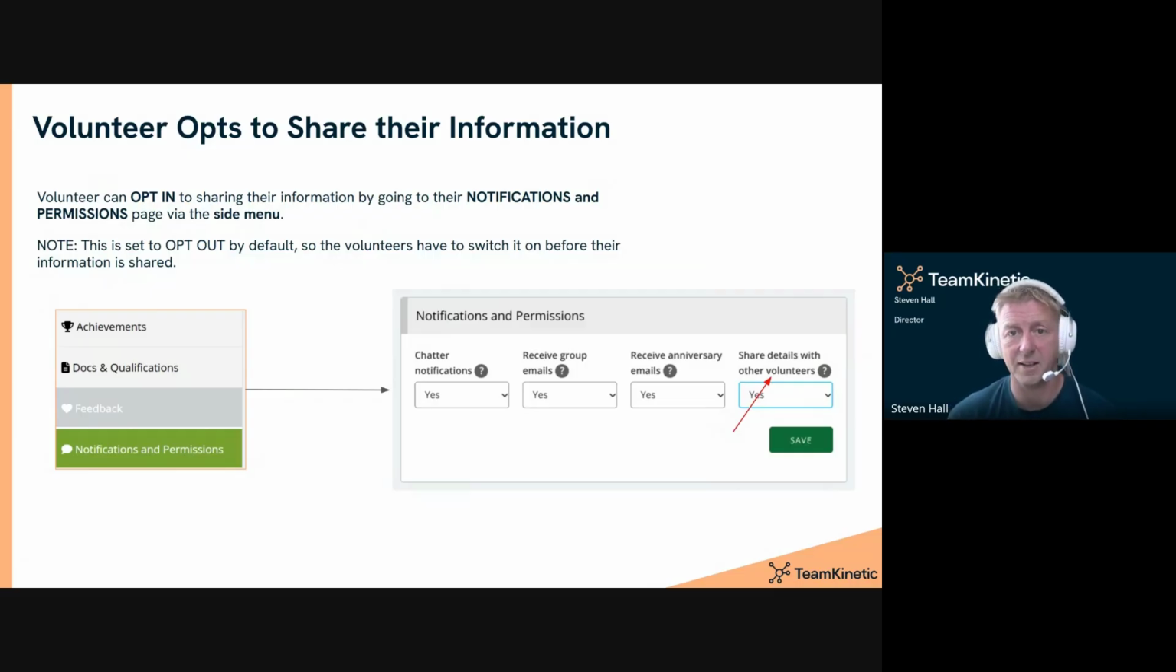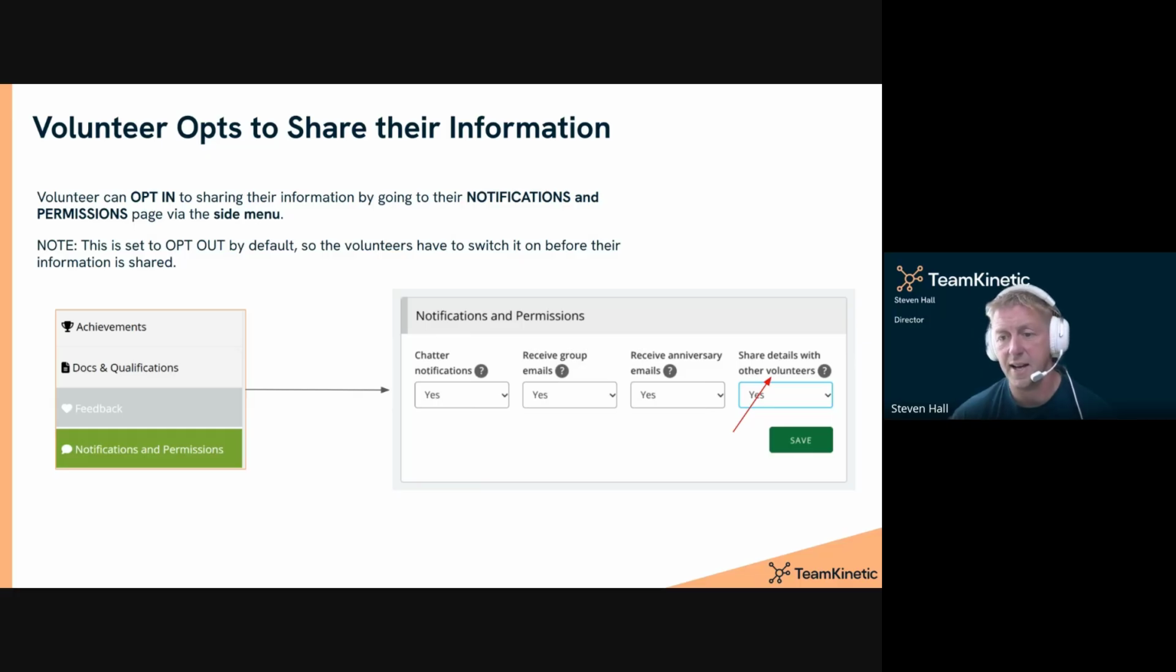So there's no kind of accidental things where they're going to say, oh, I didn't agree to this. They have to change the option themselves. So when volunteers log into the system, on that left-hand side panel that they always see, where they have profile and all the rest of it, there's one that says notifications and permissions. When they click on that, they get different options, as you can see on the right-hand side. And the option on the far right-hand side is share details with other volunteers.